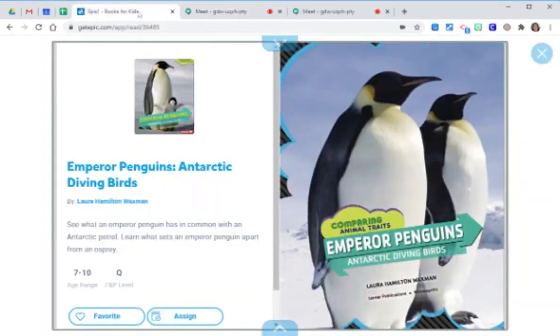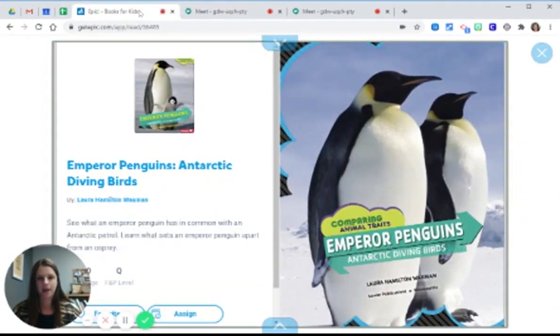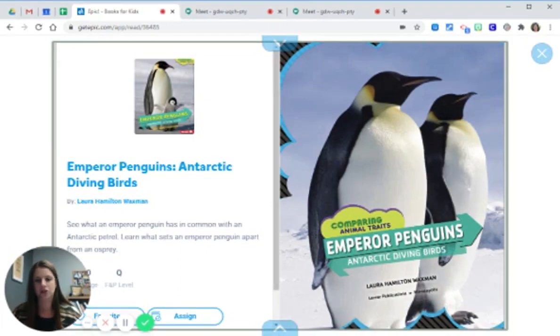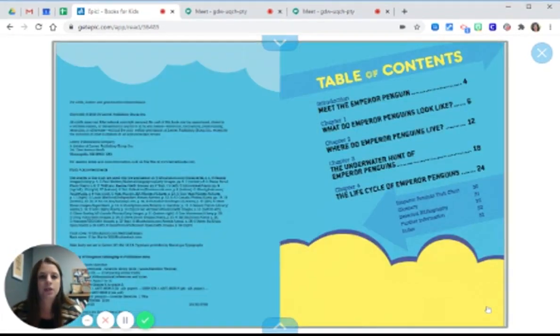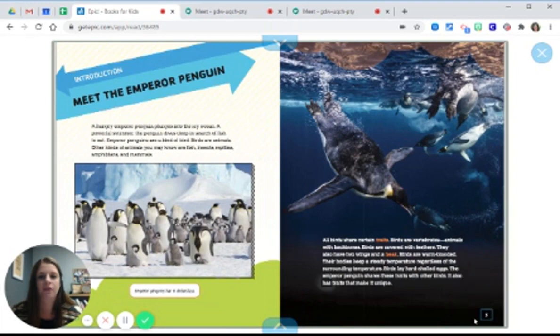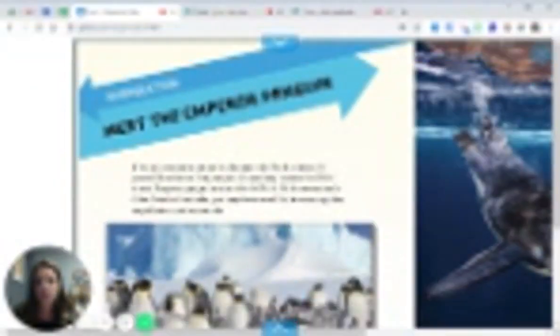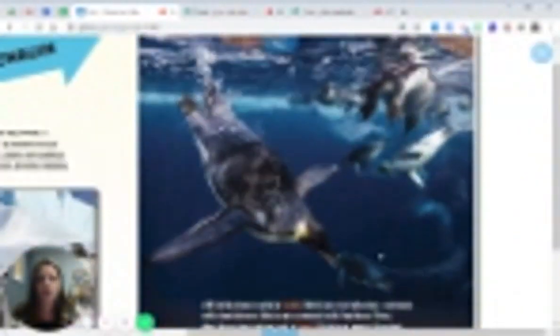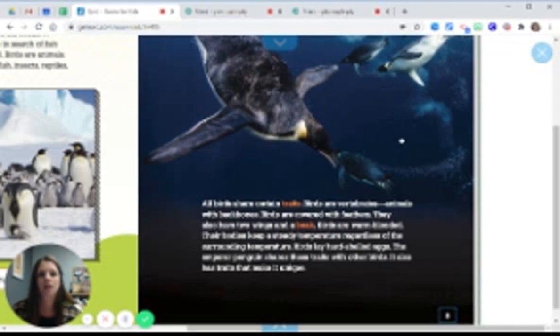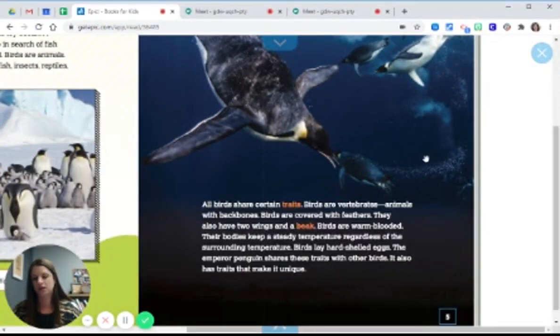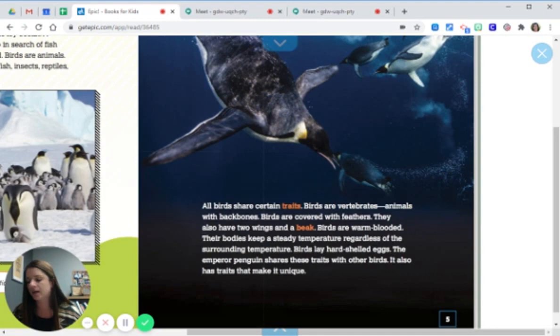So we're going to take a look at our book on emperor penguins, and I want to show you how to do this. We're going to go to page 5 right here. And so on this page, we saw that the author was teaching us about the bird's traits. So let me read this to you. And as we're reading, think to yourself, what is the author trying to teach me? And is the information that big idea or that detail?